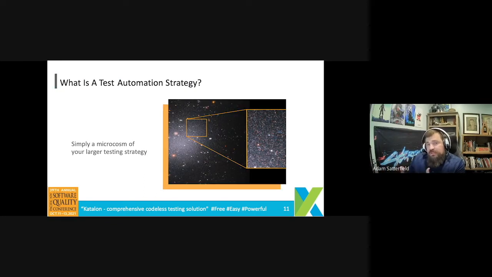Really simply put, it's a microcosm of your larger testing strategy. A lot of the same techniques that you will follow to develop and build a testing strategy will be the same for a test automation strategy. And we'll go over some of those in a little bit, but if you don't have a testing strategy, so you don't have anything to pull that microcosm out of, you can follow a lot of these same types of rules and guidelines that we're going to set forward to help build that overall testing strategy.